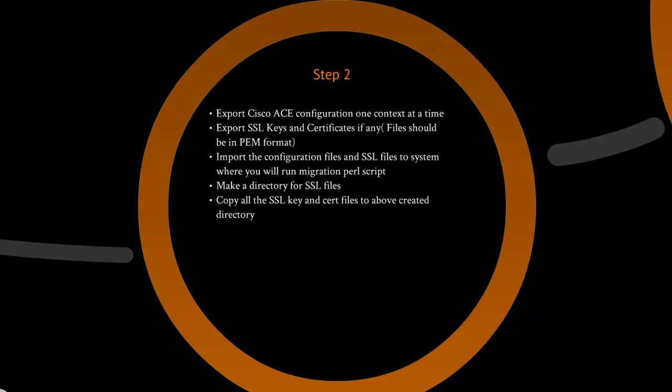Briefly, the process would be: export Cisco ACE configuration, one context. Export SSL keys and certs, if any. These SSL files should be in PEM format. Then import the configuration files and SSL files to the host system. Make a directory for SSL files and copy all the SSL key and cert files to the directory created above.